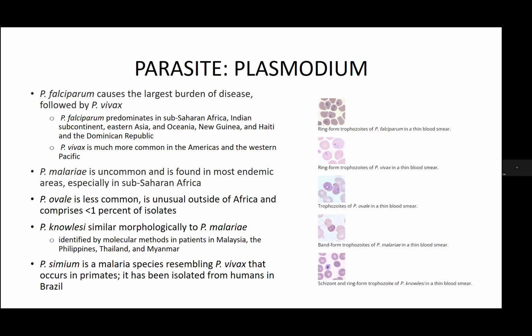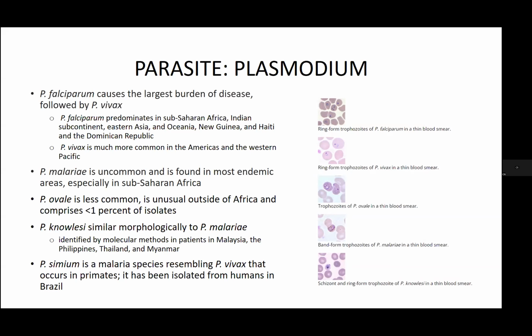P. malariae is uncommon. It's found in most endemic areas, especially in sub-Saharan Africa. Plasmodium ovale is less common, but is unusual outside of Africa and comprises more or less than 1% of isolates. P. knowlesi is similar morphologically to P. malariae, and it has been identified by molecular methods in patients in Malaysia, the Philippines, Thailand, and Myanmar. And in more recent years has been causing more infections and more deaths than seen previously.